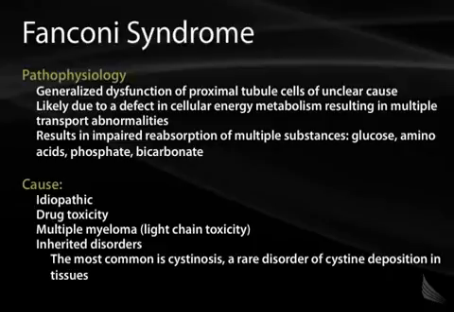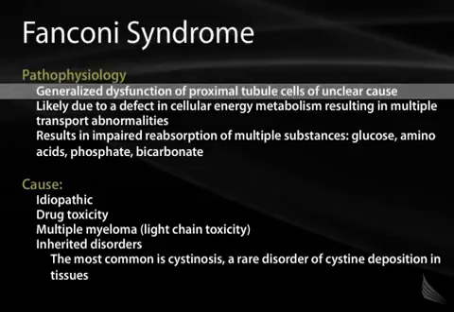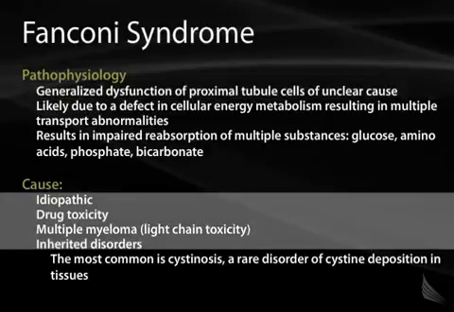Perhaps the prototypical example of proximal tubular dysfunction is Fanconi syndrome. Fanconi syndrome is a distinct phenomenon from Fanconi anemia, completely unrelated outside of the individual who discovered the syndromes. The pathophysiology is generalized dysfunction of proximal tubule cells. This can occur from a variety of reasons, including drug toxicity, diseases such as multiple myeloma, and inherited disorders.